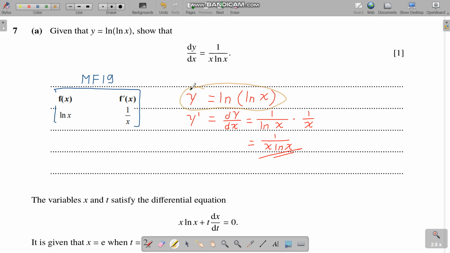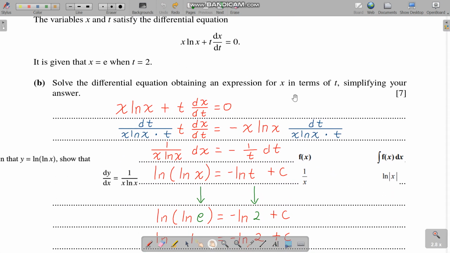This is the y. The y prime is 1 over the argument of the logarithm, so it's going to be 1 over ln x. But we need to use the chain rule, so we multiply by the derivative of the argument. Since the argument is not a simple x, the argument here is ln x, we multiply by the derivative of ln x, which is again 1 over x, and so we get what we need to prove.